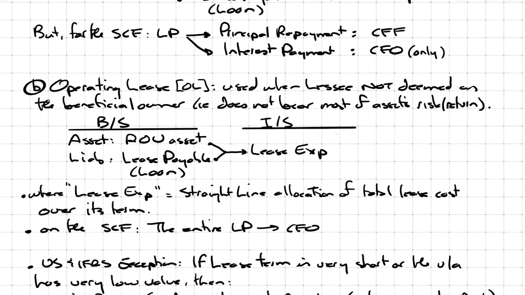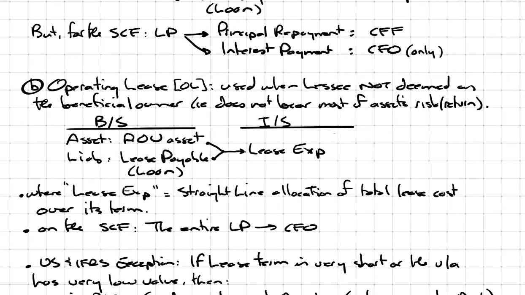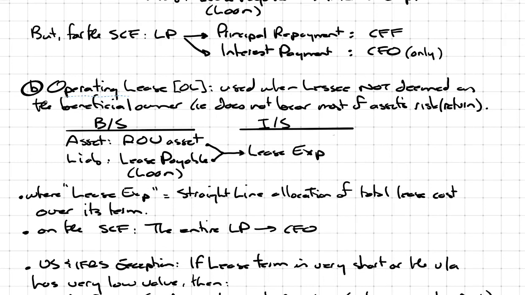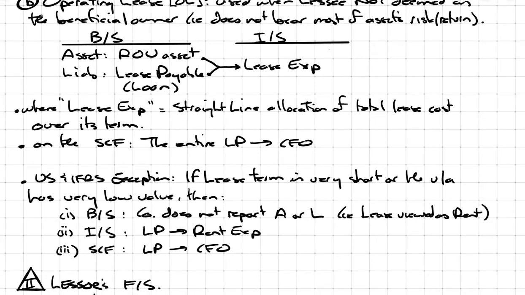Now, the second accounting method that US GAAP allows for the lessee is operating lease. And this is used when the lessee is not deemed as a beneficial owner. In other words, it does not bear most of the asset's risk and return. Nevertheless, the asset and the liability are exactly identical to what they would have been under the finance lease method. In other words, the lessee still has to report the asset that they're using, and they still have to report their obligation on the lease. In other words, they've promised to make these future payments.